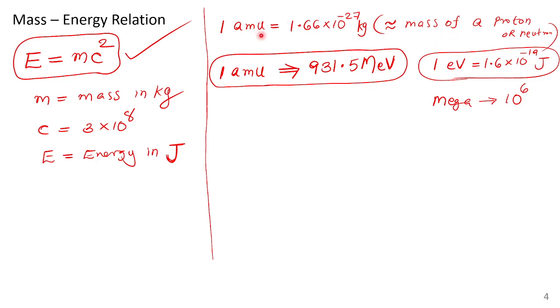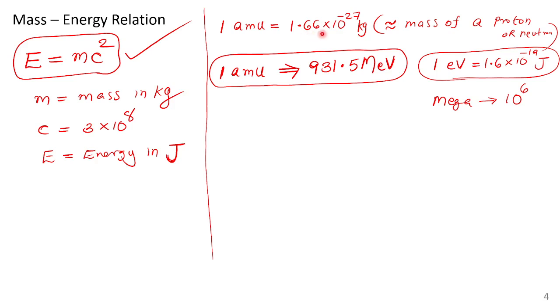The general definition is that one atomic mass unit is 1 by 12 times the mass of a carbon 12 atom. But approximately, we can say one atomic mass unit is the mass of a single proton or the mass of a single neutron. Both are approximately equal. So one atomic mass unit is 1.66 into 10 raised to minus 27 kilogram.